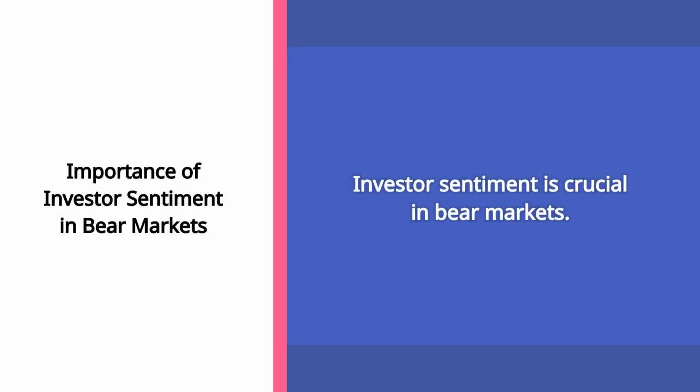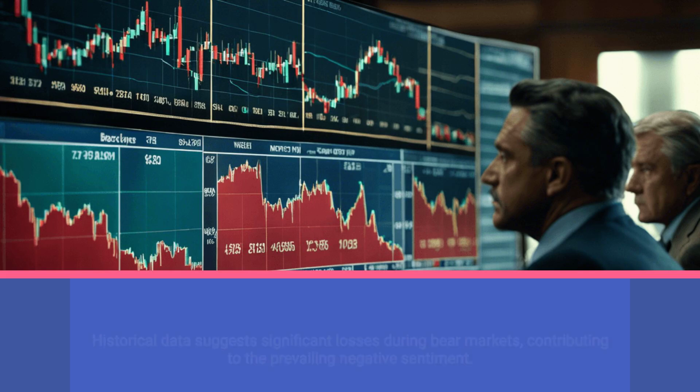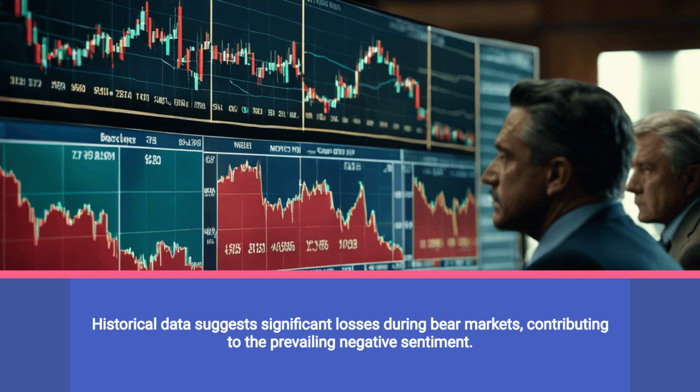In bear markets, understanding investor sentiment is crucial. Traders quickly become cautious, selling assets to avoid significant losses, which further reduces overall investment value. Negative sentiment during bear markets leads to panic selling. Investors, fearing further losses, sell rapidly, exacerbating the downturn. Historical data indicates losses of up to 31.7% during bear markets, reinforcing the prevailing negative sentiment.